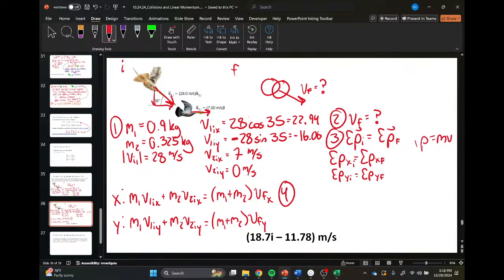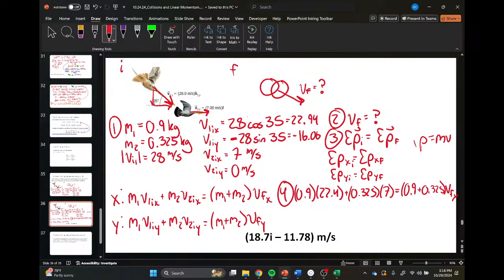So, oh man, am I going to have room here? 0.9 times 22.4 plus 0.325 times 7 equals 0.9 plus 0.325 v final x. Totally fit.